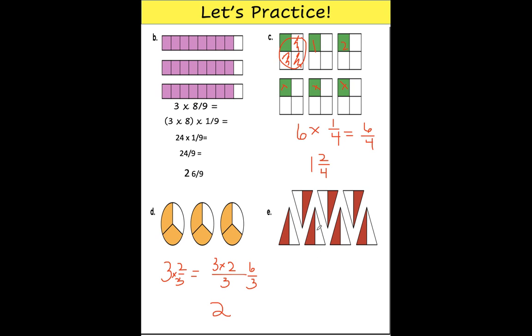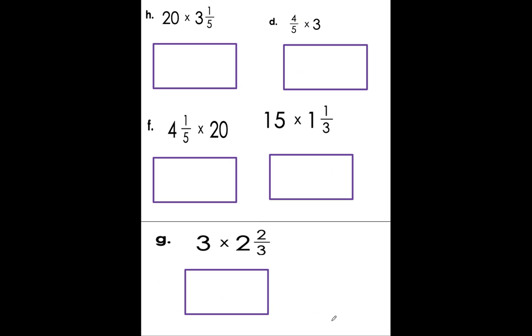Then I have 1, 2, 3, 4, 5, 6, 7 copies of 1/2. So 7 times 1 gives you 7 over my original denominator, which is 2. How many times does 2 go into 7? Because it's 7 divided by 2. Well, it goes in there 3 times with 1 left over, and I put my 1 over my original denominator.